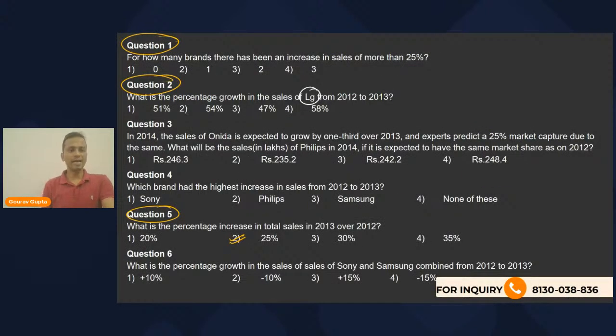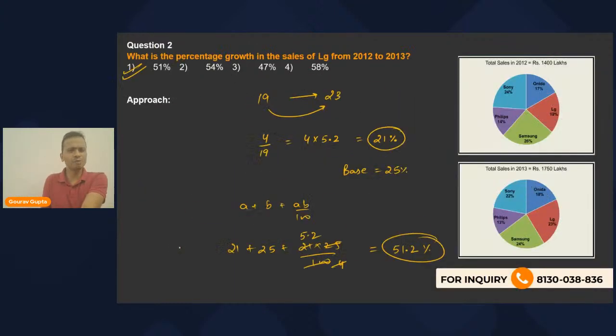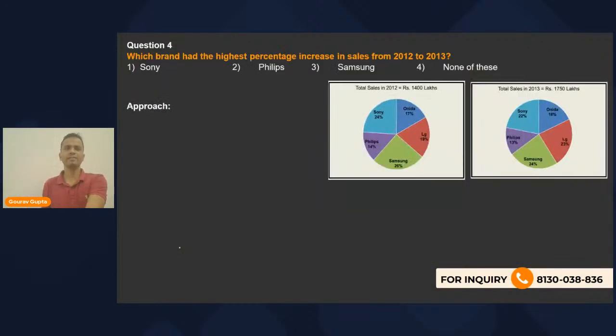So question number 1 and 2 are done. Now I look at question number 4 and question number 6 after this. Question number 3 we'll leave for now. Question number 3 everyone finds difficult. I'll come to question number 3 towards the end.